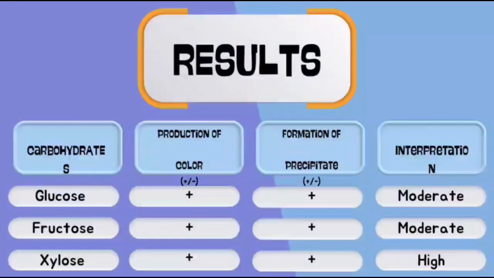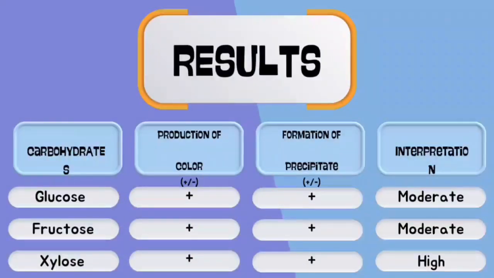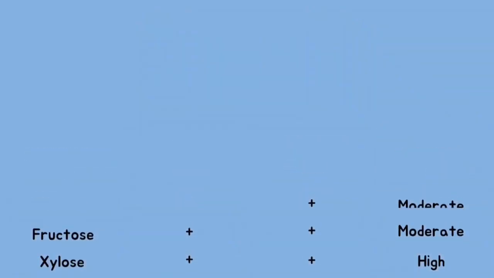So let's take a look at the results for glucose, fructose, and xylose. For glucose, we observe a positive result for both color production and precipitate formation. This indicates a moderate reaction. Similarly, fructose also shows a positive result for color and precipitate formation, leading to a moderate interpretation. And xylose stands out with a positive result for color production and a higher amount of precipitate formation, indicating a strong, high interpretation.